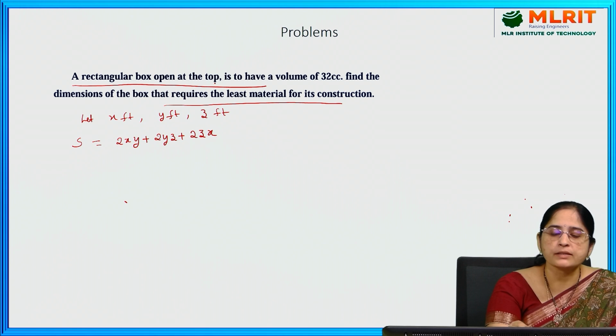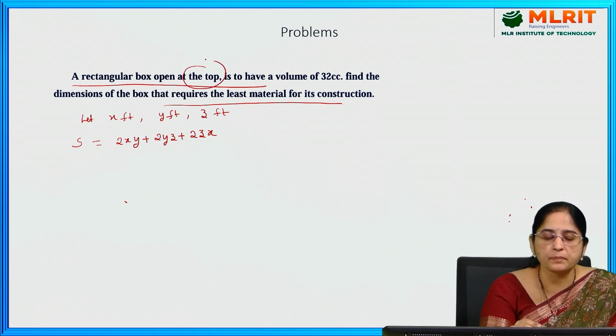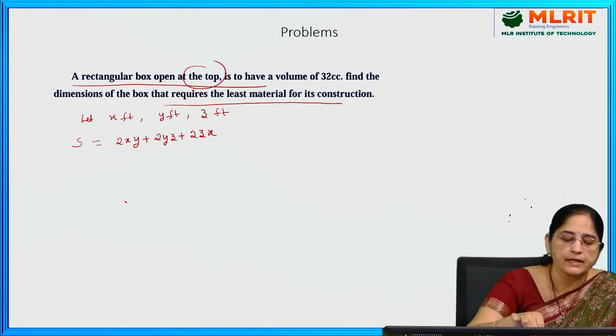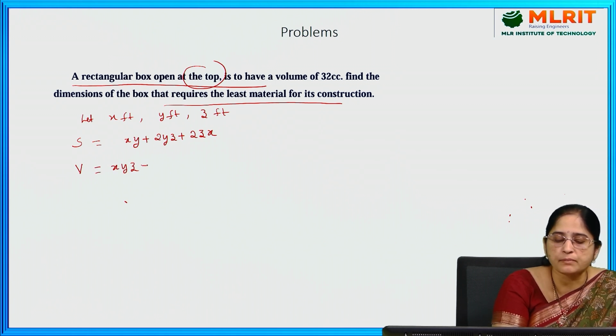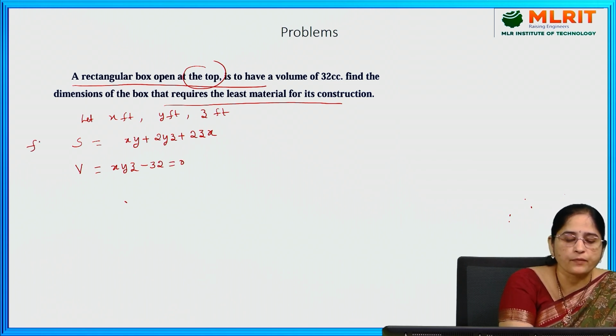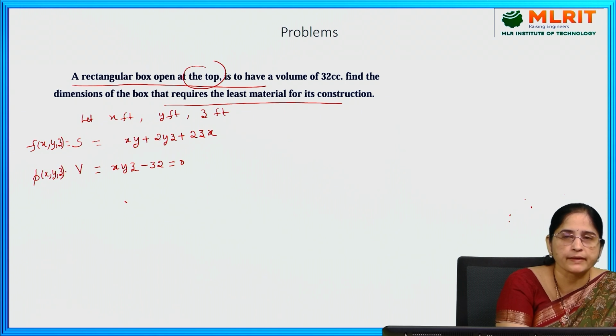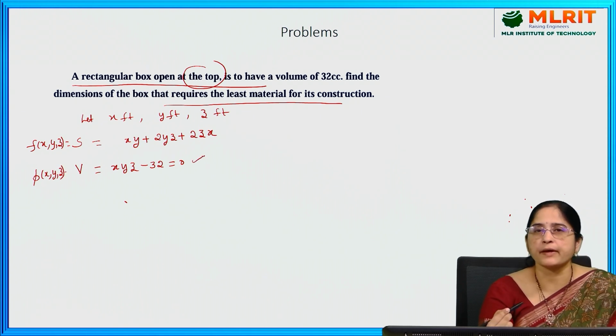But here the box is open at the top, which means instead of 2xy we write xy. So the surface area is xy plus 2yz plus 2zx. Next, the volume is xyz, and here xyz equals 32, so xyz minus 32 equals 0. We take the surface area as f of x, y, z, and the constraint equation as phi of x, y, z.